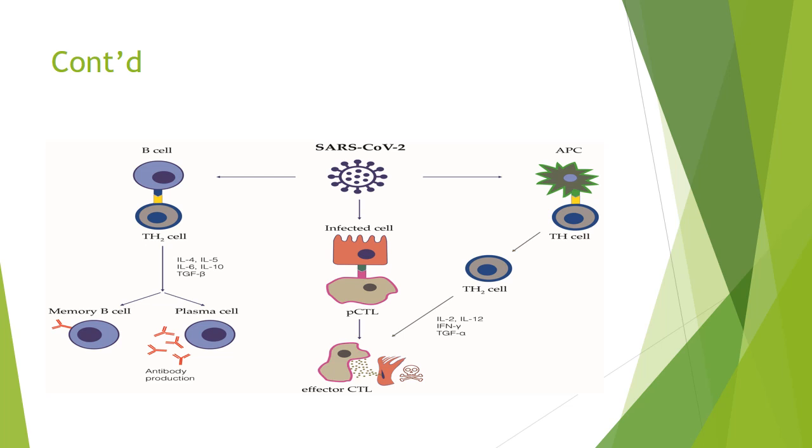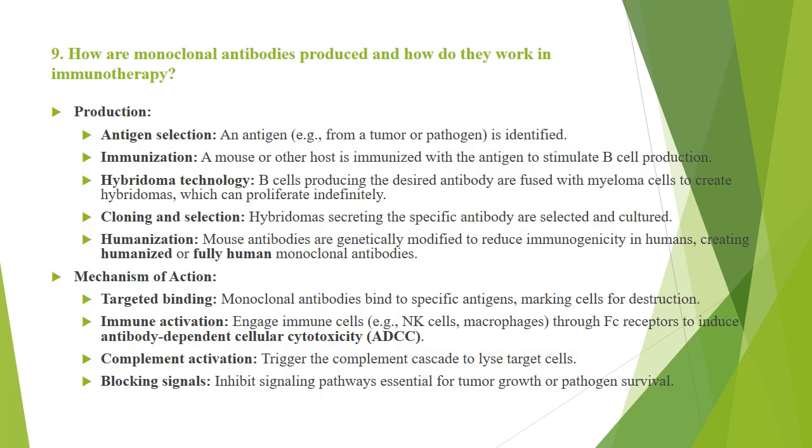Also, as you have seen, T cells and B cells, and T cytotoxic cells and natural killer cells, work together to destroy infected cells. Now, how they work, the mechanism of action, and how they work in immunotherapy. The first one is targeted binding. In targeted binding, monoclonal antibodies target the specific antigen, marking the cell for destruction.